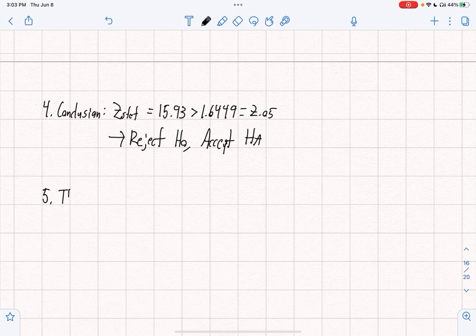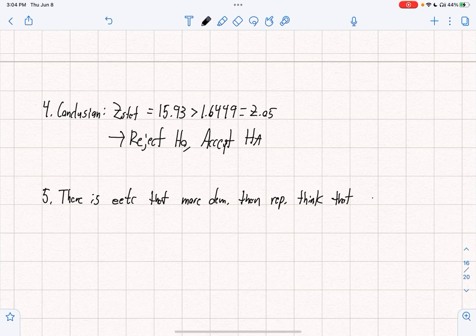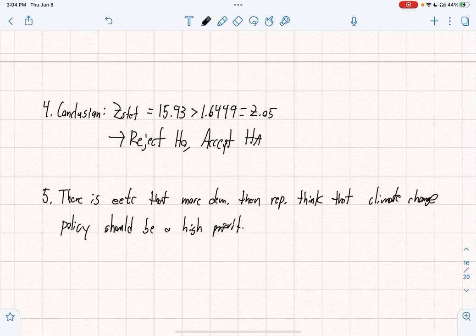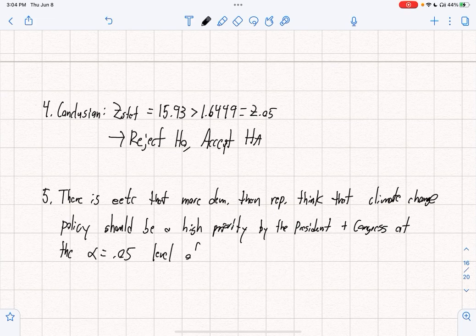So interpretation: there is enough evidence to conclude that more Democrats than Republicans think that climate change policy should be a high priority by the President and Congress at the alpha equals 0.05 level of significance.